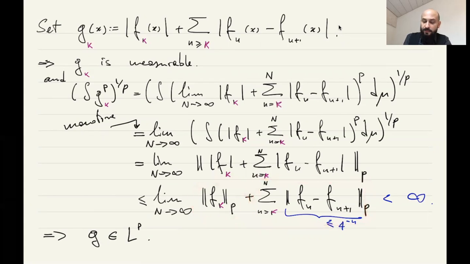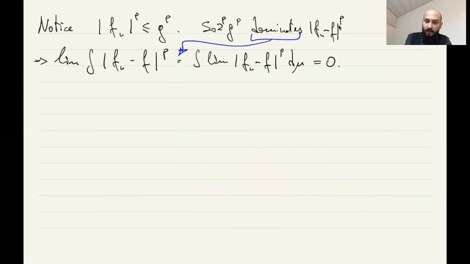So from this one gets that the difference Fn minus f is integrable, and with arbitrarily small integral. Which means that in norm Fn converges to f.